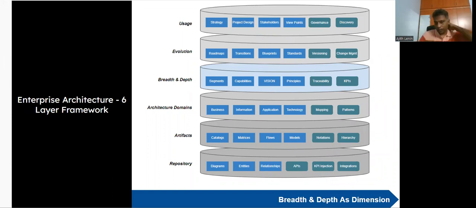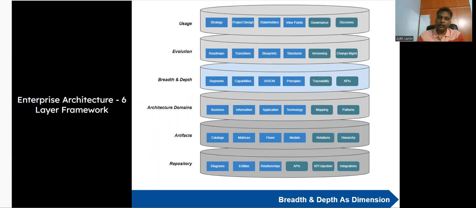So we started from the top. We looked at the usage layer, where we looked at how we can identify the stakeholders, how they're going to use the enterprise architecture, and what viewpoints they are looking at, which would provide the requirements for the lower levels. And then we looked at the evolution layer, where we looked at how time is a dimension for the enterprise architecture and what components we need to depict that time dependency.